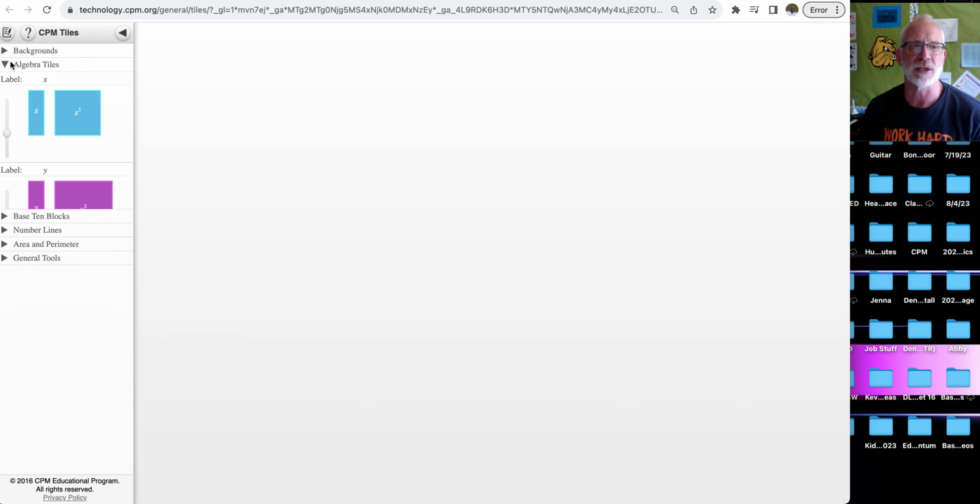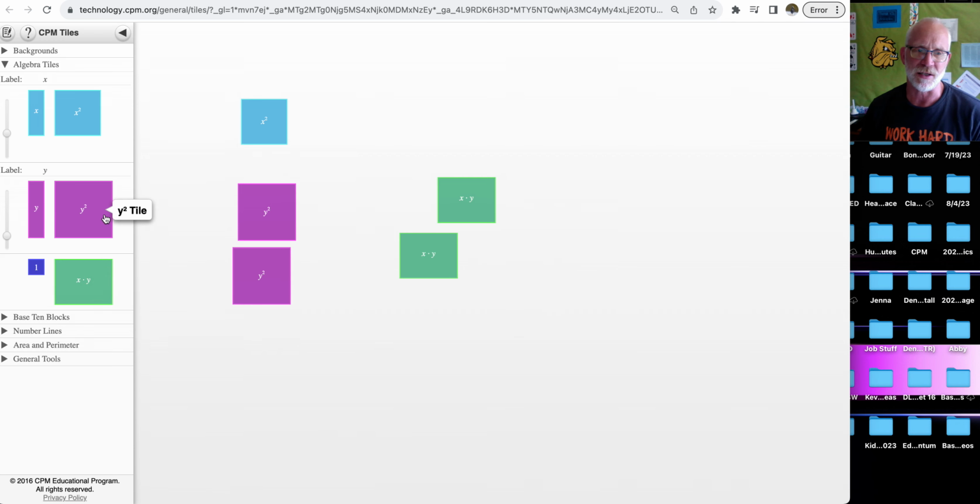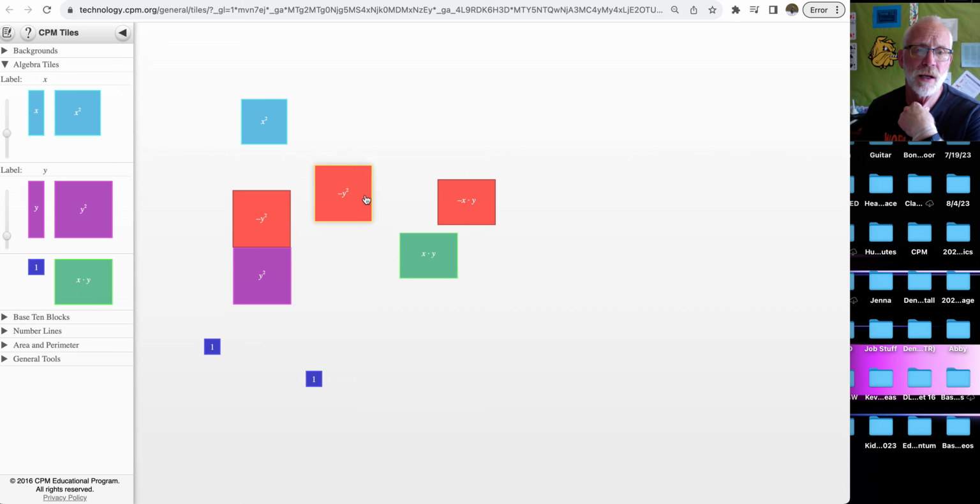So when you get into tiles, we opened up algebra tiles, and then we just started having the kids play. Some were making designs, and some were making pictures. They learned a few things, like you can double click them and they change colors. They changed to red. They also noticed that if you click them and they turn red, they also turn into negatives. That was interesting. And they just kept playing and playing.